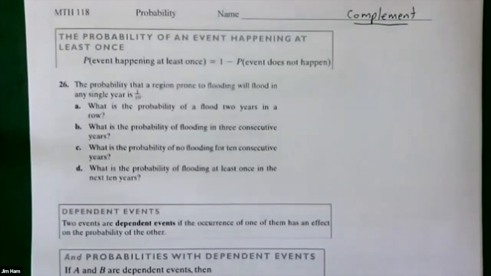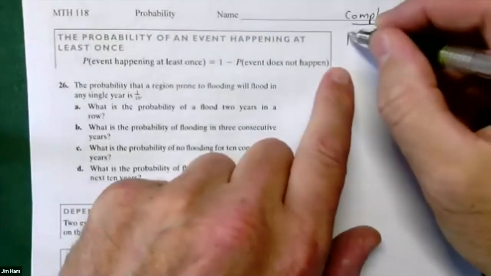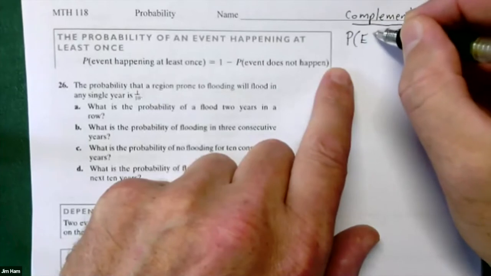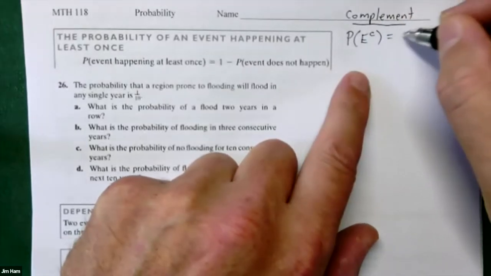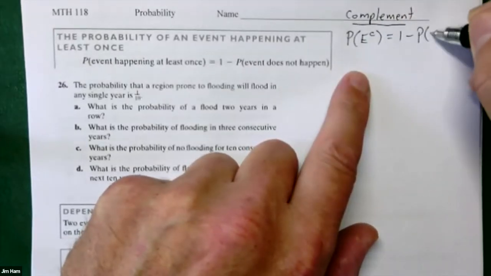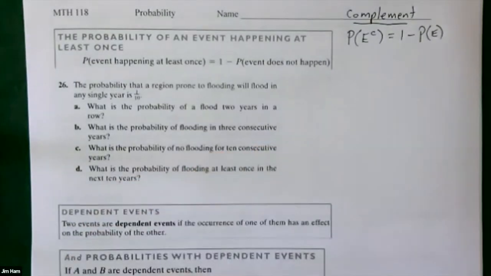What is the probability of a complement? And we had this formula here. The probability of E complement is 1 minus the probability of E. And this is very useful in a lot of settings because we want to calculate the probability of E complement, and that's a real hard probability.